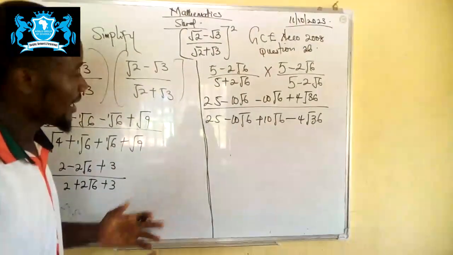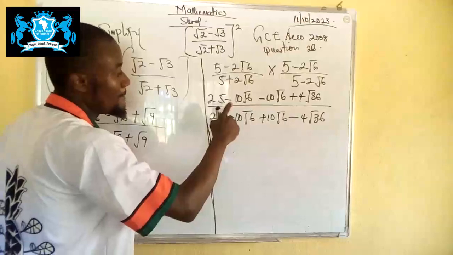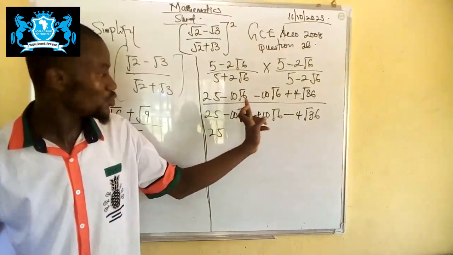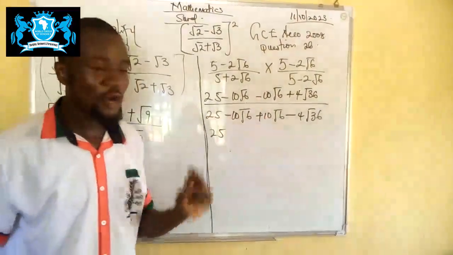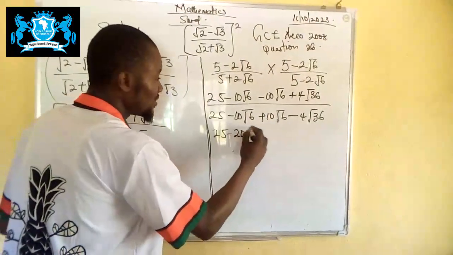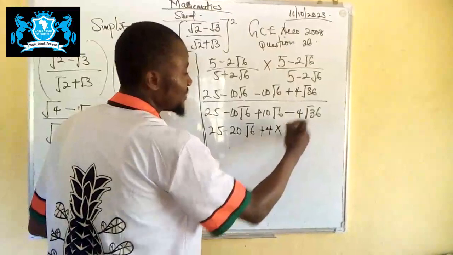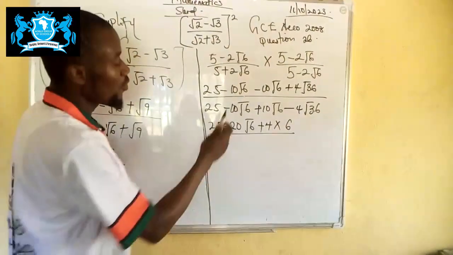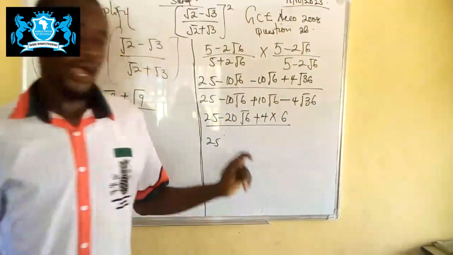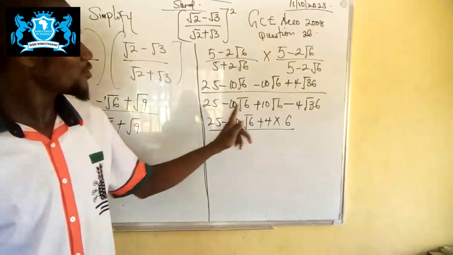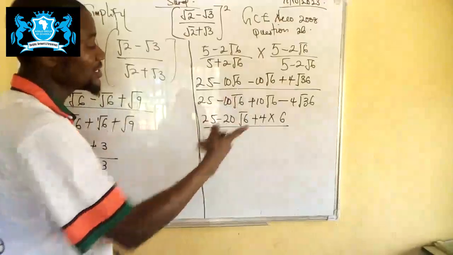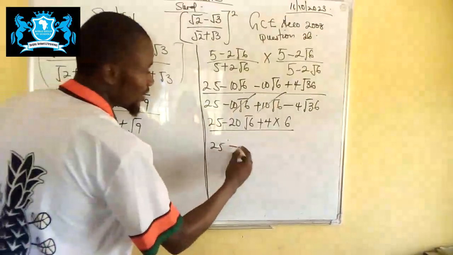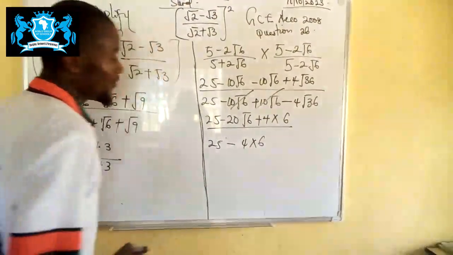When you see like terms, you collect like terms. Now you have 25 minus 10√6 minus 10√6. They are like terms because they possess the same square root, so 6 and 6. So minus 10 minus 10 will give you minus 20√6, plus 4 times the square root of 36, which is 6, all over 25. Now in this case, one of the 10√6 is carrying plus and the other is carrying minus, so they are exactly the same thing and the two of them will cancel out. You now have minus 4 times the square root of 36, which is 6.